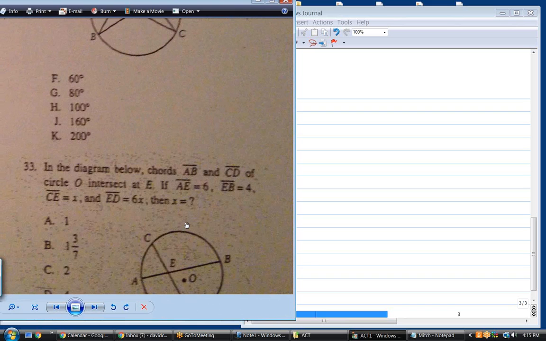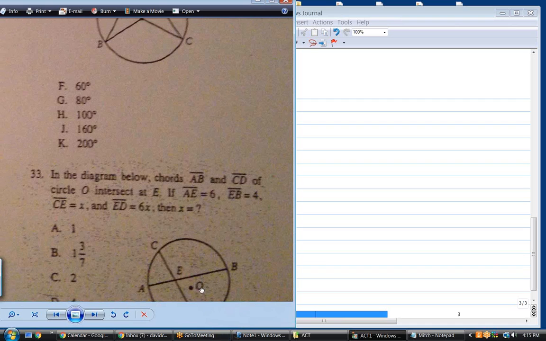Now, this is one that I don't believe. Remember the geometry that said if you have two intersecting chords, AE times EB is equal to CE times ED, whatever the other end of it is. So that's the principle that needs to be applied in this problem. It's relatively easy. CE is X, ED is 6X, so we have X times 6X equals 6 times 4. So 6X squared equals 24, X squared equals 4, X equals 2. Okay, but once again, I don't ever remember seeing another geometry problem on the ACT that's like that.